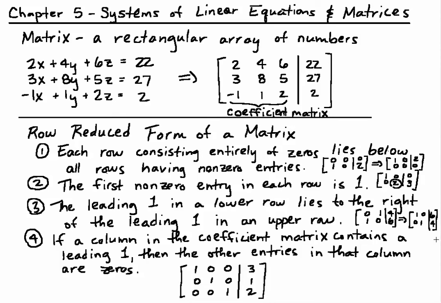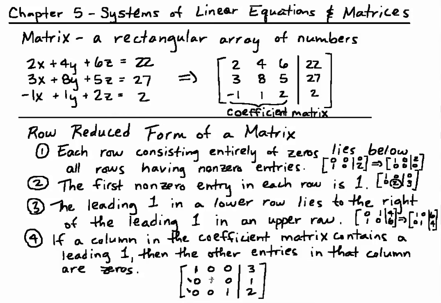And then number 4, if a column in the coefficient matrix contains a leading 1, then the other entries in that column must be zeros. So, for example, here's my leading 1 in the first row. So this means that every other entry in this column, going up and down, must be 0. And I've got a 0 here, a 0 there.